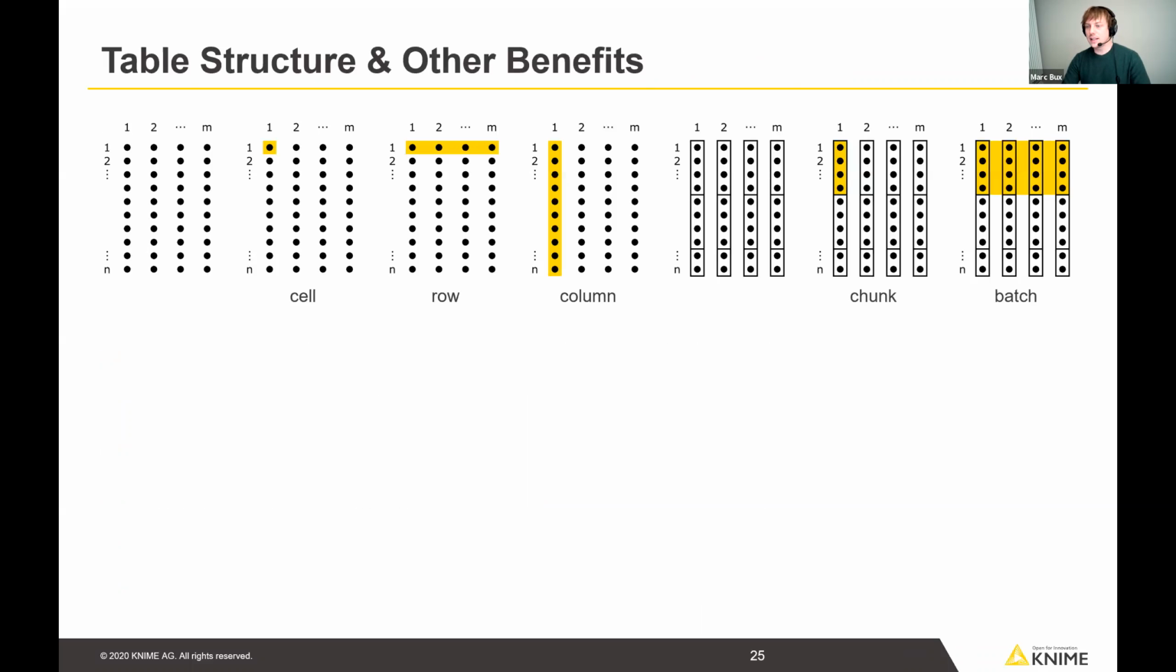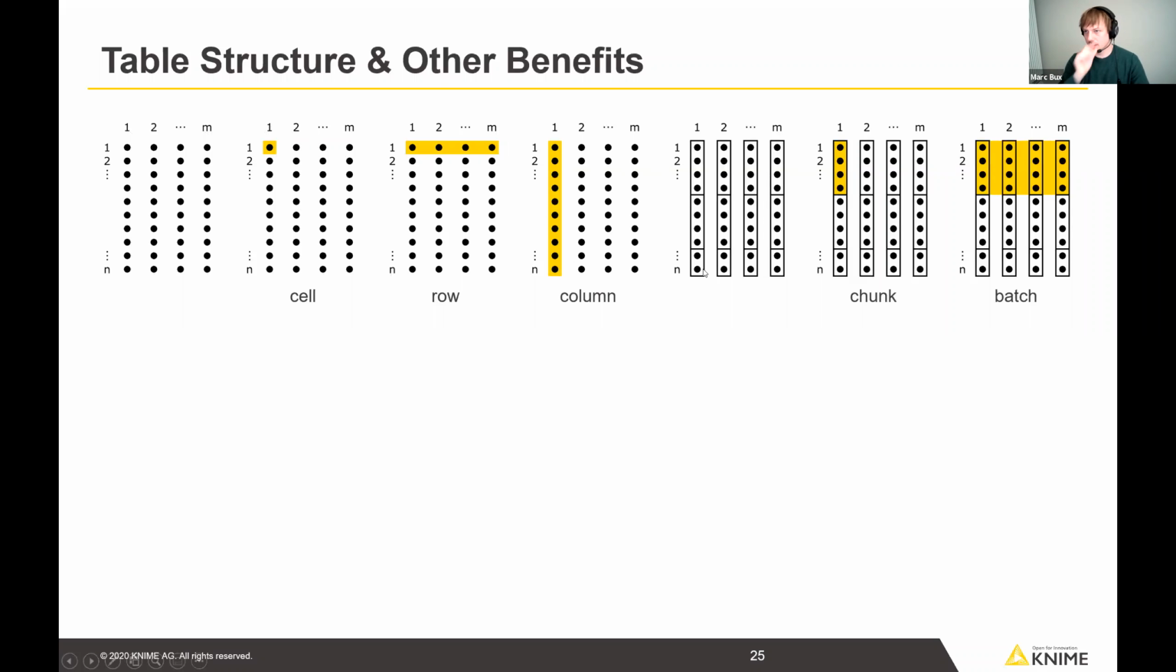So, some final design decisions and benefits. In order to talk about them, I quickly want to get some definitions clear. On the top left, you have a Knime table comprising m columns and n rows. A single entity in this, a row crossed with a column, is a cell. Then you have a row, you have a column.